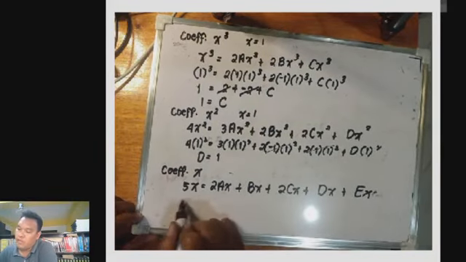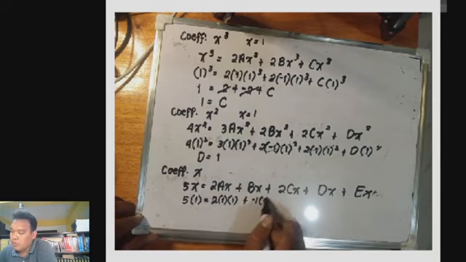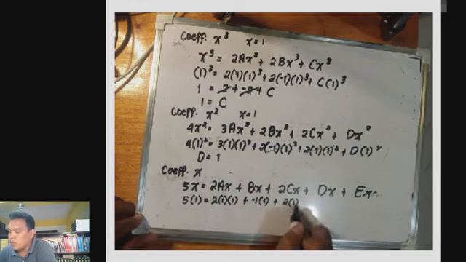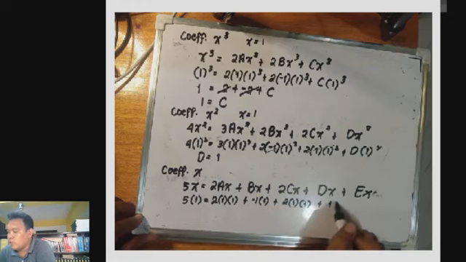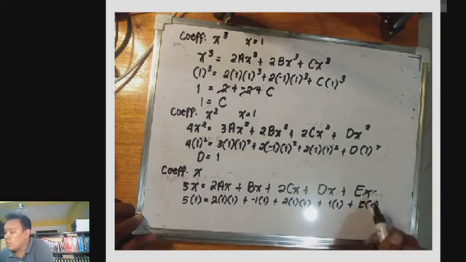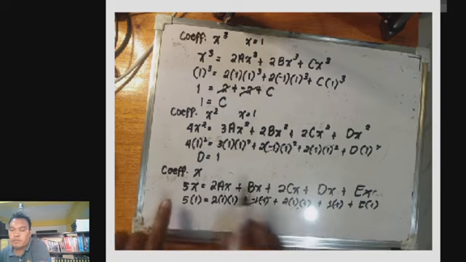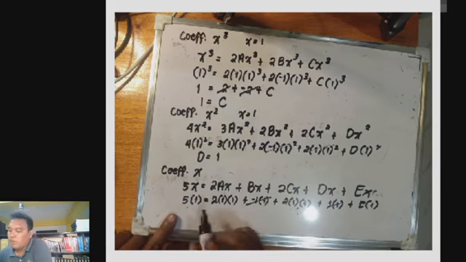Then the value of 2a, we have 5 times 1 is equivalent kay 2 times 1 times 1 plus negative 1 times 1 plus 2 times 1 times 1 plus d, which is 1 times 1 plus e times 1. Therefore, ito ay 2 tayo negative 1. Cancel na to. So, we have 2 plus 2 is 4. Pag nilipat doon sa kabila, 5 minus 4, we have a is equivalent kay 1.